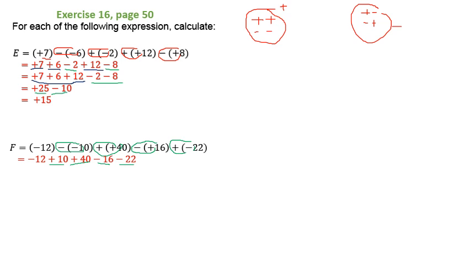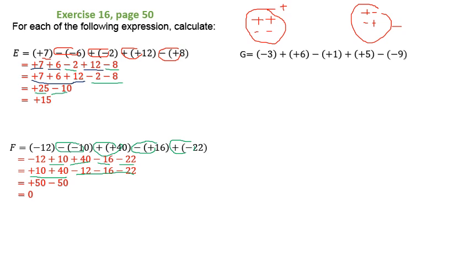Now on the line, I have to write the positive numbers first, plus 10, plus 40, and then the negative numbers, minus 12, minus 16, and minus 22. Let's find the sum of the positive numbers. 10 plus 40 is 50, and the sum of the negative numbers, 12 plus 16 plus 22, is 50. So plus 50 minus 50, it's the sum of opposite numbers, so it's 0.